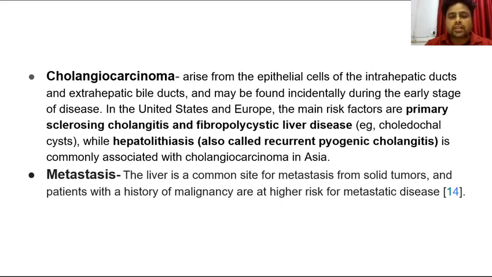In the United States and Europe, the main risk factors are primary sclerosing cholangitis and fibropolycystic liver disease, while hepatolithiasis is commonly associated with cholangiocarcinoma in Asia. Metastasis: the liver is a common site for metastasis from solid tumors, and patients with a history of malignancy are at higher risk for metastatic disease.